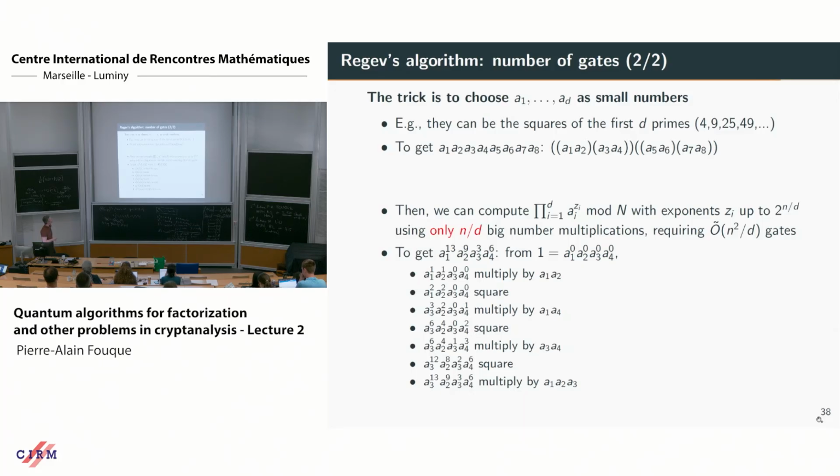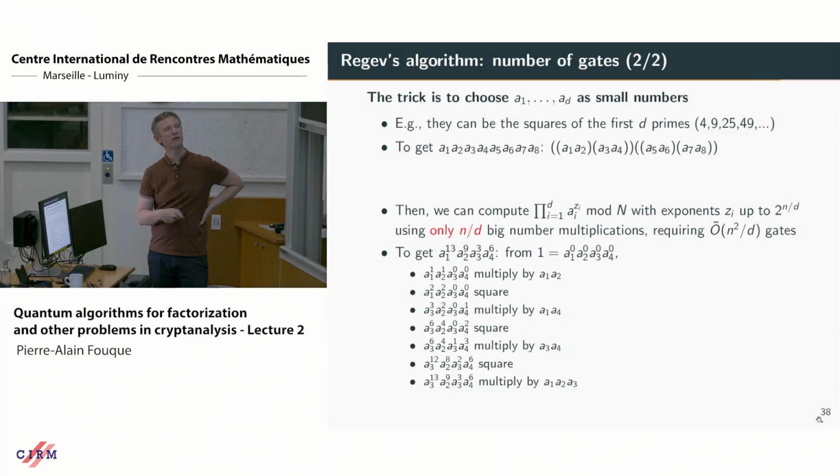Now you look at the most significant bit of all of the exponents. This is a 4-bit exponent. So this is a 1 here and a 1 here. So I multiply by A1, A2 here, and I will get this value. Now I compute a square from this value. So I have 2 here, 0, 0.